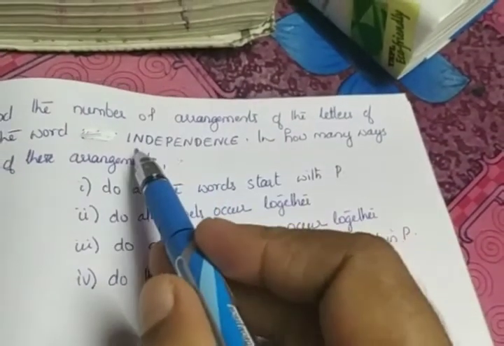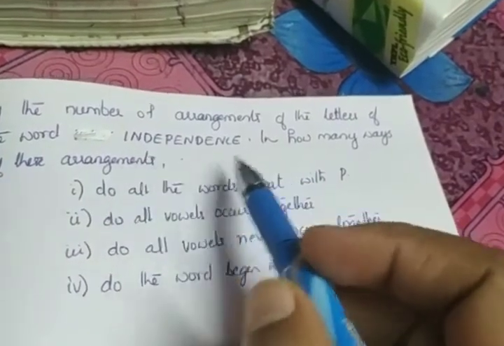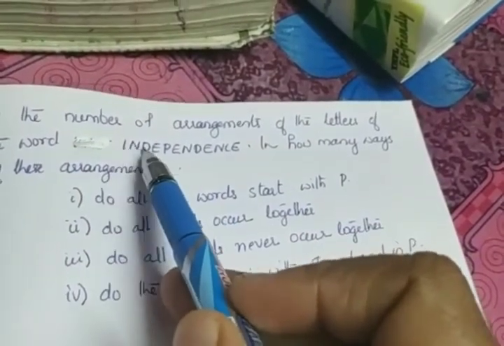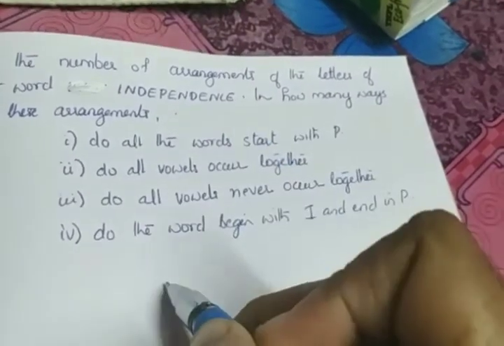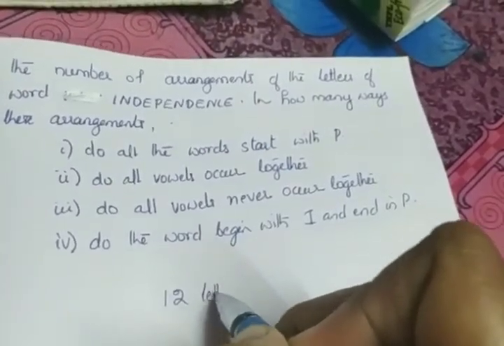So we will take the word independence. In this independence, how many letters are there? 1, 2, 3, 4, 5, 6, 7, 8, 9, 10, 11, 12. So there are 12 letters in the word independence, isn't it?